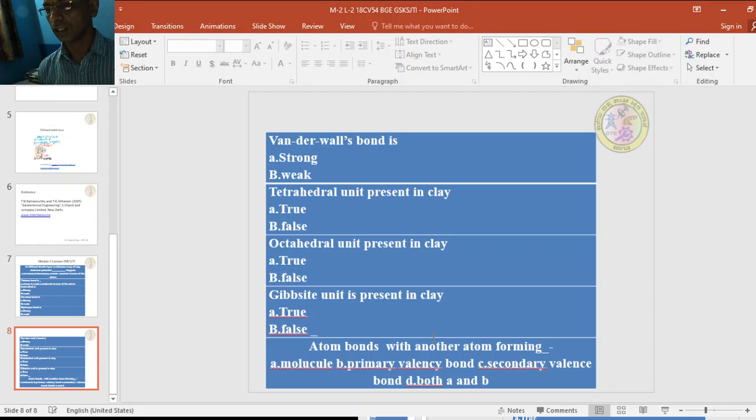Tetrahedral unit present in the clay, option A is true. Octahedral unit present in the clay, option is true. Gibbsite unit present in the clay, option is true. Atom bonds with another atom forming a molecule: A molecule, B primary valency, C secondary valency, D both A and B. Answer is A, molecule.